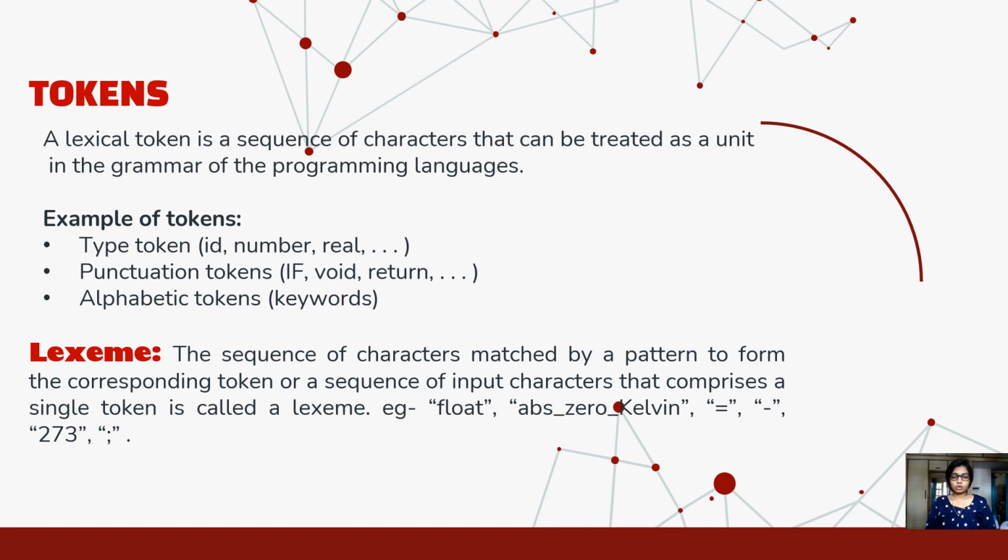Let us know a few points on tokens and lexemes. A token is a sequence of characters that can be treated as a unit in a programming language. Examples of tokens are type tokens, punctuation tokens, and alphabetical tokens. Lexemes are the sequence of characters that can be matched by a pattern to form a corresponding token, or a sequence of input characters that comprises a single token is called a lexeme. Examples are float, equals, minus, or any such characters or sequence of characters.